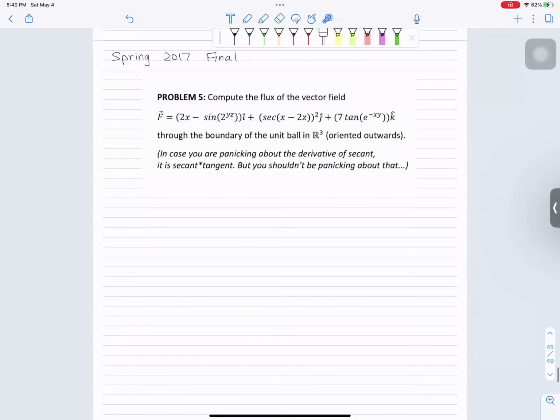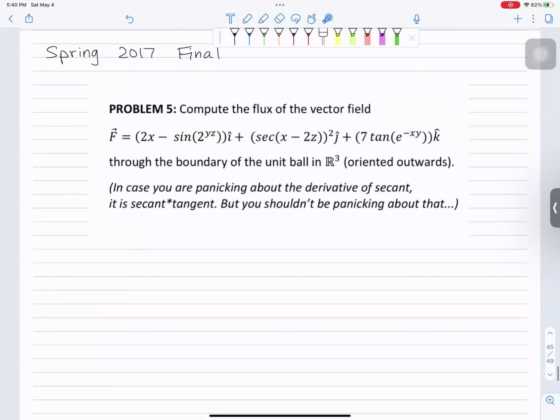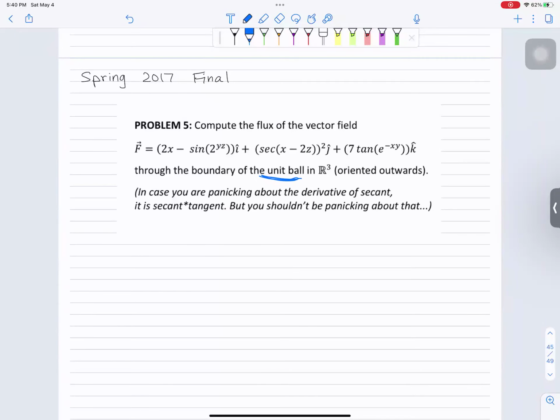Okay, and here I have an example from the spring 2017 final. It says compute the flux of the vector field F, where F is that, through the boundary of the unit ball oriented outwards. Okay. So the first thing I notice is unit ball. Usually if you see a three-dimensional solid shape, it's probably a clue to use the divergence or Gauss's theorem.